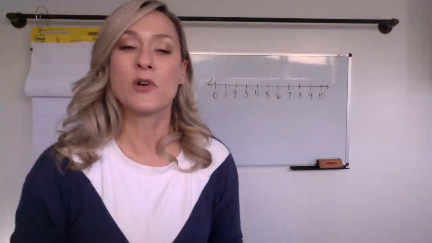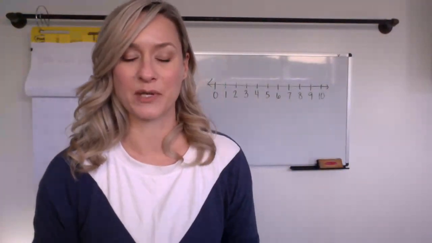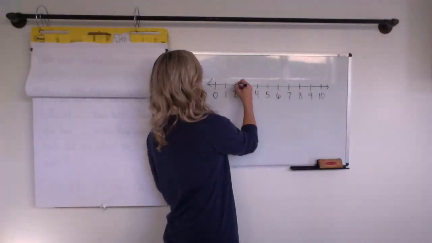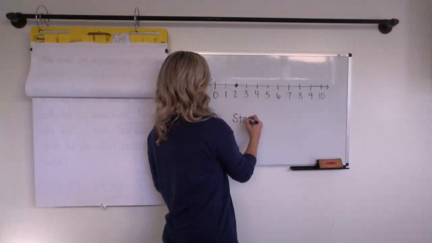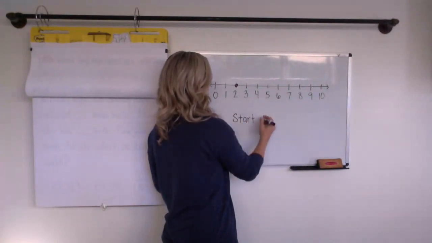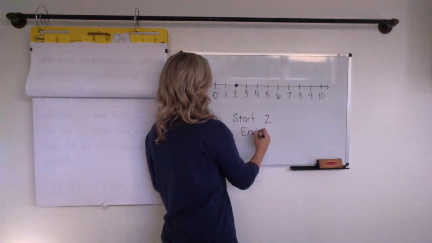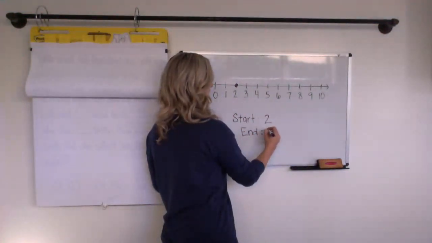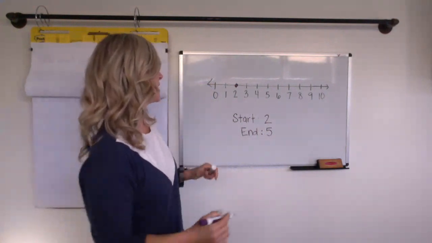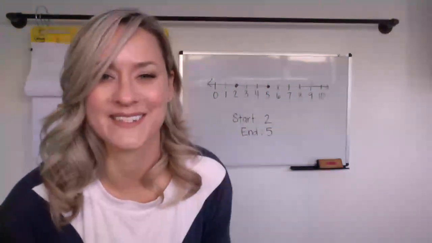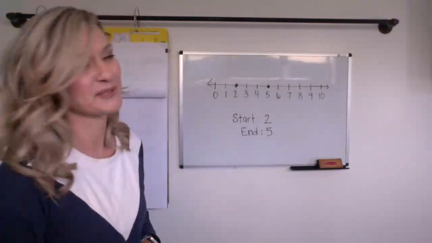Okay, I'm going to pick a starting number and I'm going to pick an ending number, and I want to see how many hops it takes to get there. You guys ready for this? All right, we're going to start at 2. So start, this is the word start, at 2, and we're going to end at 5. How many hops does it take to get from 2 to 5?